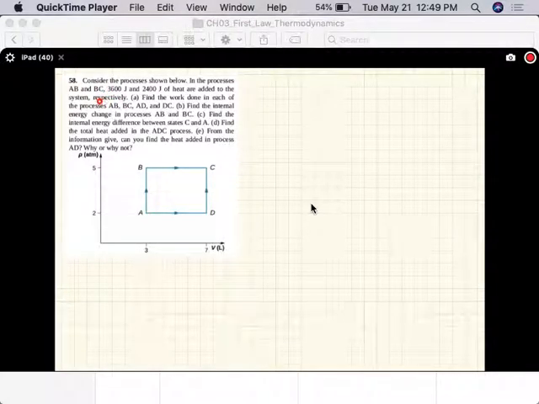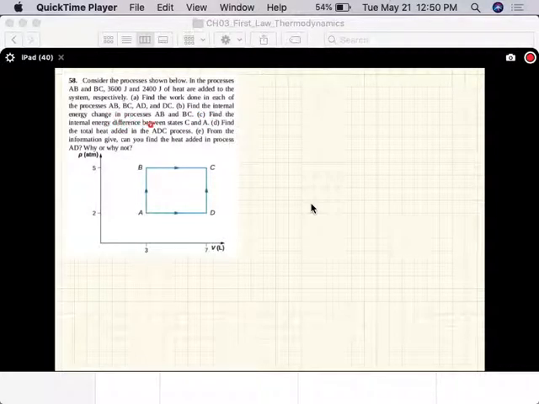Okay, so this says consider the process shown below. In the processes AB and BC, 3,600 joules and 2,400 joules of heat are added to the system, respectively. Find the work done in each of the processes AB, BC, AD, and DC.